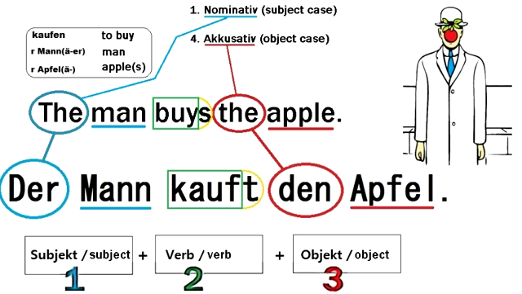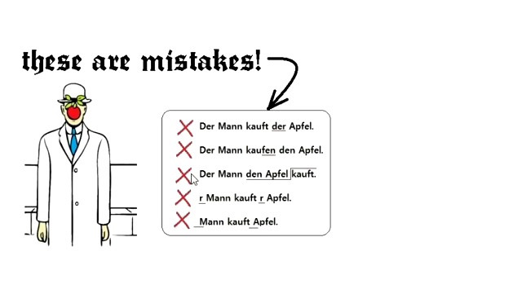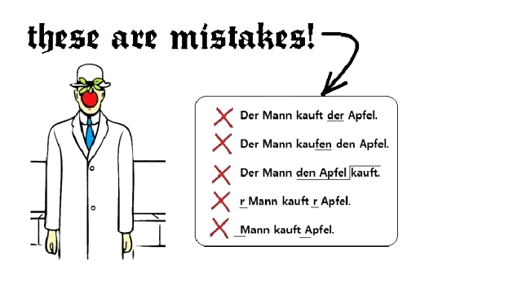So let's look at some common mistakes. These are all mistakes. I've marked the wrong part, I've underlined it. Der Mann kauft der Apfel. This is 2 times the subject article, so there should of course be the object article for Apfel.